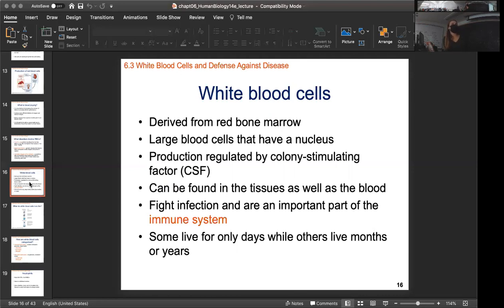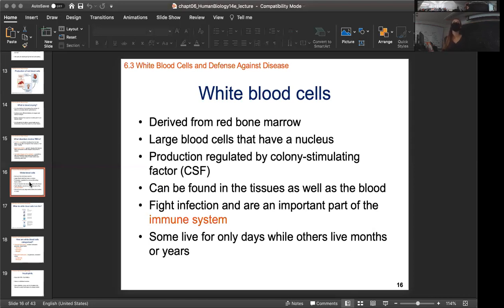The production is regulated by a colony stimulating factor, and they can be found in the tissues as well as the blood. One of the tissues that it can be found in is the lymph. If you remember the fluid connective tissue lymph, like your lymph nodes, which when you get sick, your lymph nodes kind of swell up a little bit with excess fluid. It can help fight off infection, which is an important part of the immune system.